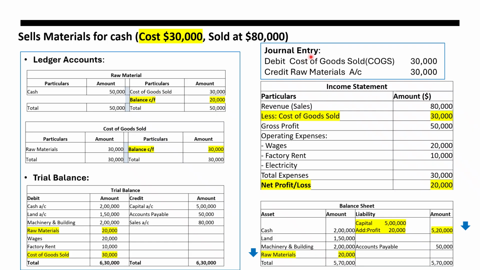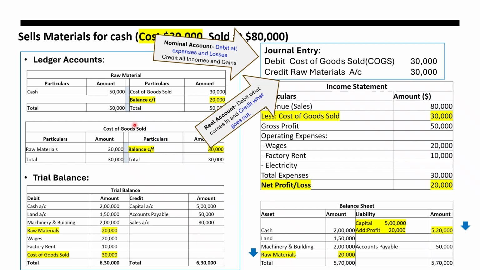And on the debit side, when 80,000 is sold, we cannot recognize the entire 80,000 as a profit. There is an associated cost to it, which is the cost of raw material that is sent. So that is an expense. The cost of goods sold, which is the material cost, is an expense which has to be debited. Cost of goods sold is a nominal account, and the rule is debit all expenses and losses. So we will debit COGS and we will credit the raw material account, which is a real account.